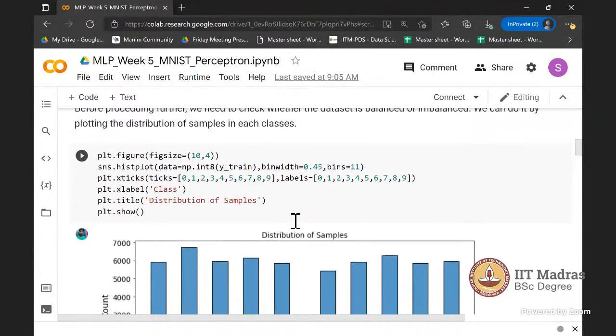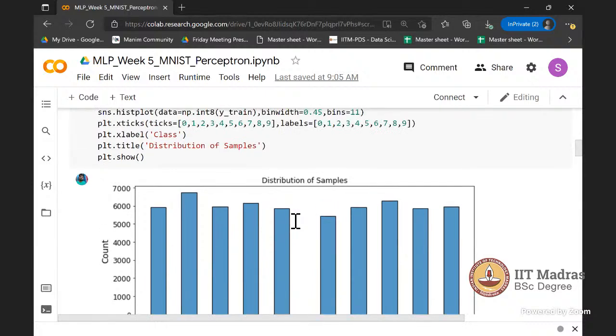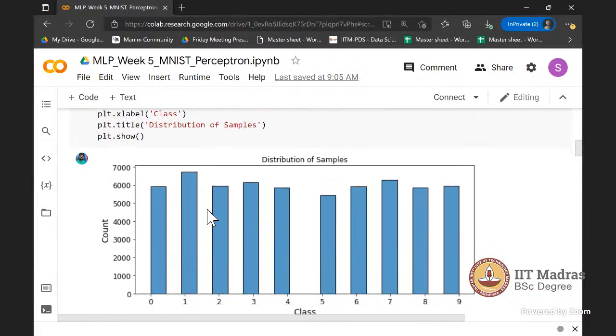And in this figure, we are trying to figure out if the distribution of classes is almost equal, or if it's heavy on one side or on one class. And here you can observe by looking at this figure that they are very similar. So the distribution is not changing much for different classes.